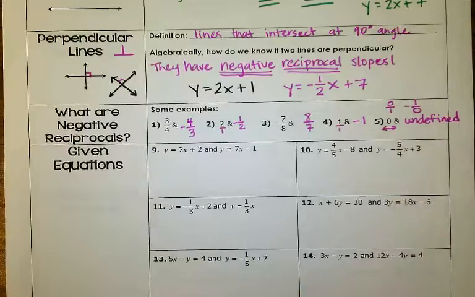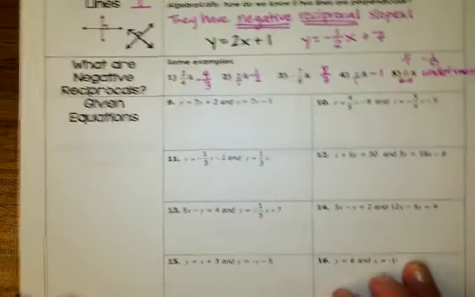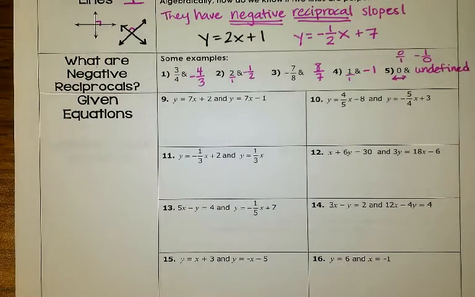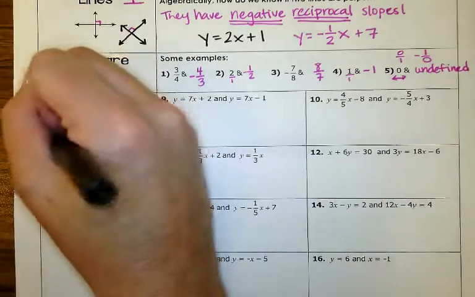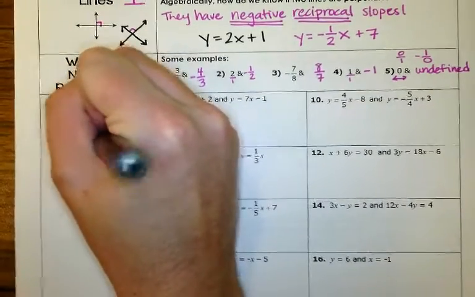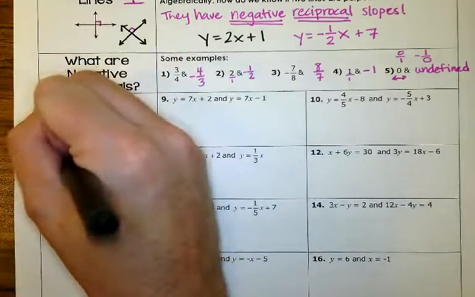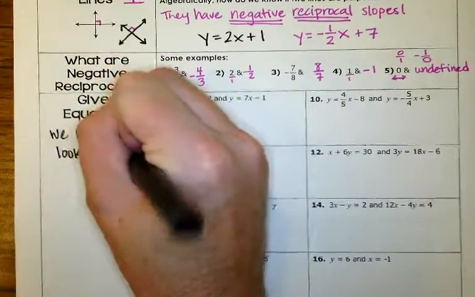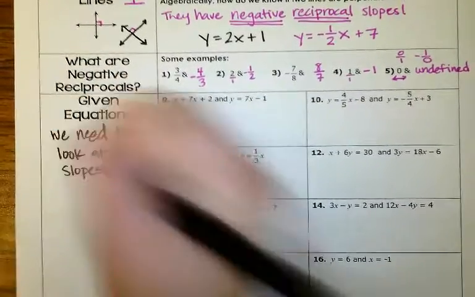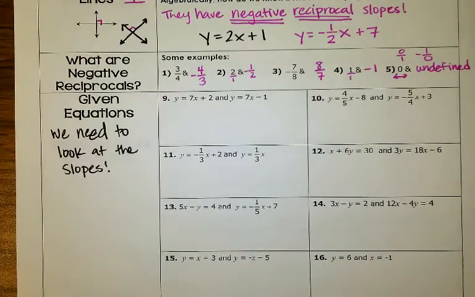All right, so on this first page, what I want us to do is we are just going to see if these lines are parallel, perpendicular, or neither. All right? So let's check it out. So what do we need to know if we want to identify if they're parallel, perpendicular, or neither? What do we need to look at? The slope. So you can kind of write this over here, we need to look at the slopes. And depending on what they tell us, we will see if they're parallel, perpendicular, or neither.